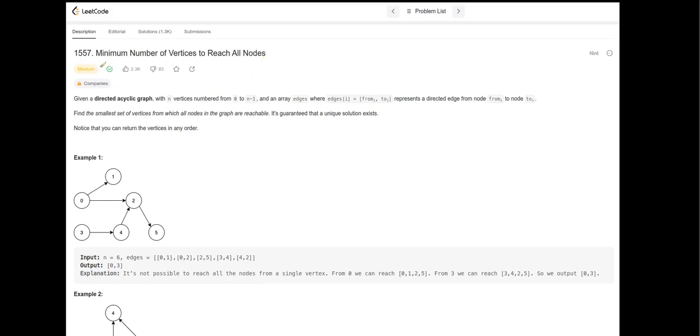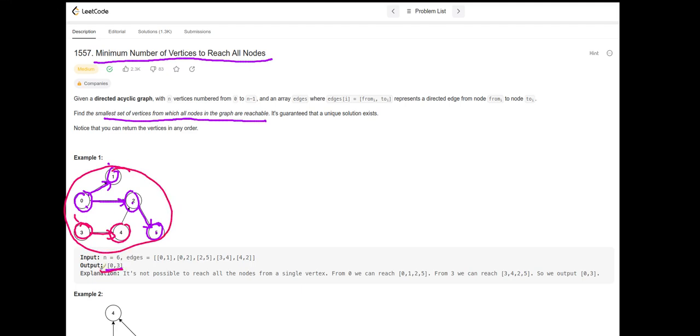Hi, this is the LeetCode question, minimum number of vertices to reach all nodes. In this example, the nodes 0 and 3 are the smallest set of vertices from which all nodes in the graph are reachable. So from node 0 you can reach 1 and you can reach 2, from node 2 you can reach 5. So using node 0 we reach 4 nodes, and using node 3 you can reach 4. So we cover all nodes in the graph using these two nodes, and this is the smallest set of nodes from which all nodes in the graph are reachable.